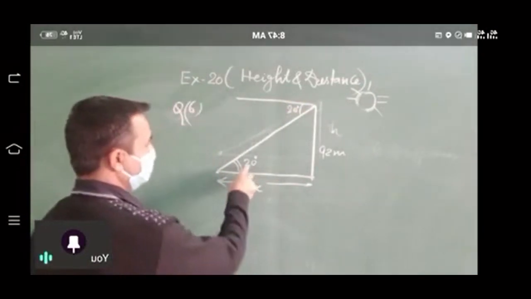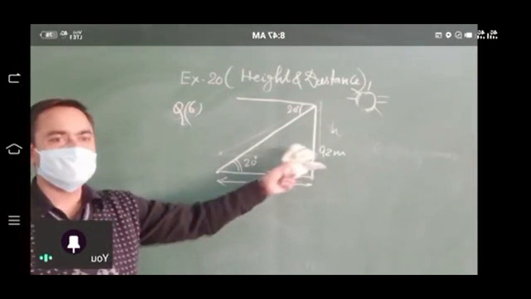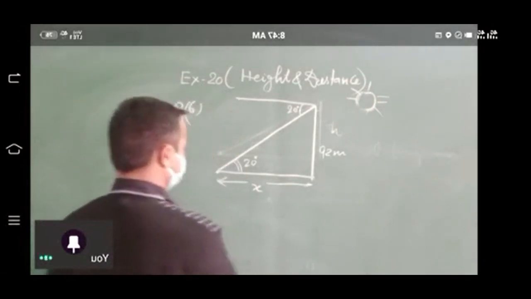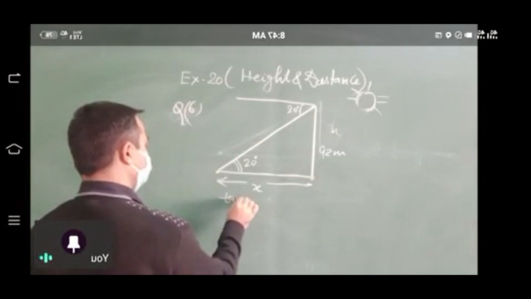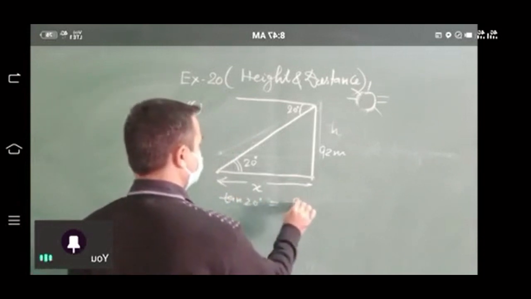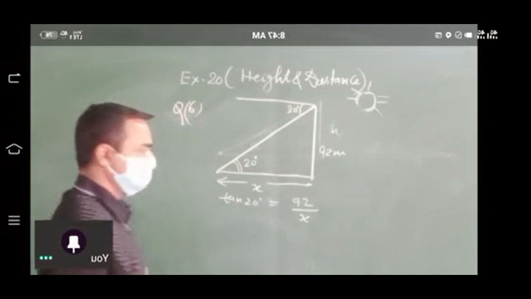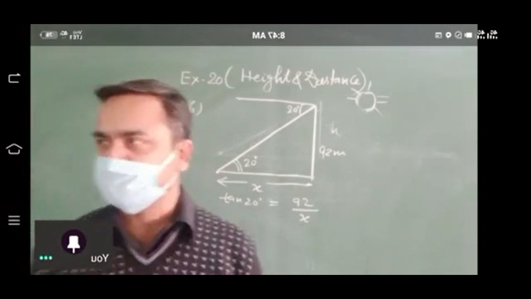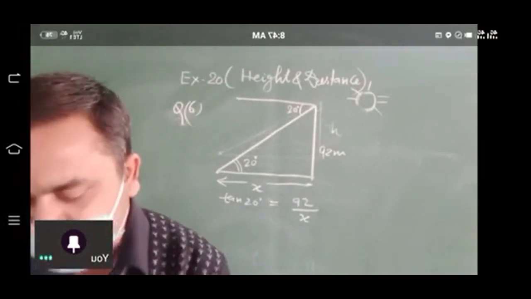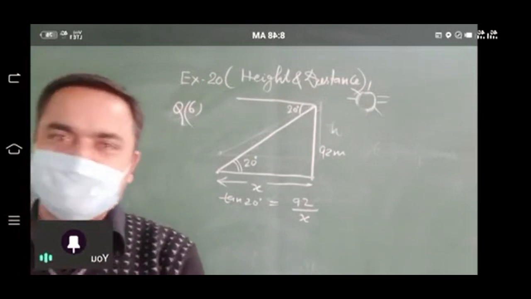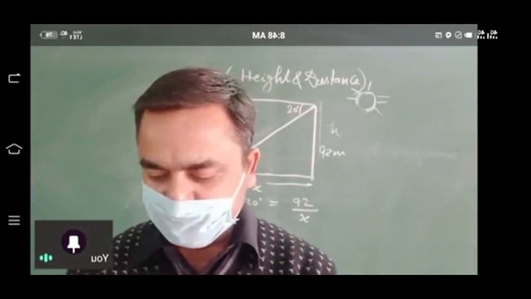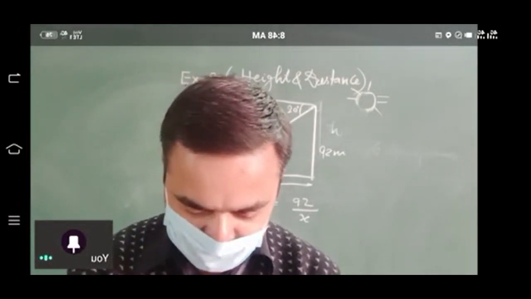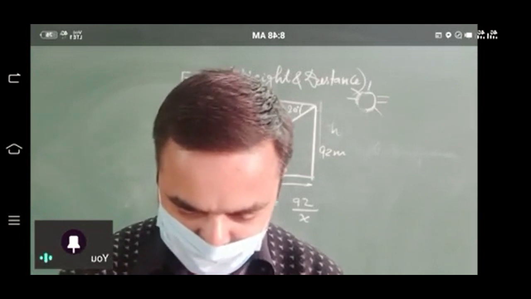Now you know tan theta equals perpendicular upon base. So tan 20 degree equals 92 upon x. The value of tan 20 you will find from the trigonometric table. The trigonometric table has been removed from the syllabus, so this question will not come. Be sure of that.